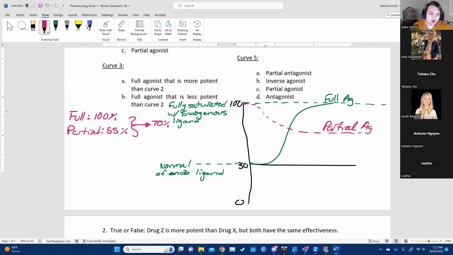And so this is why partial agonists can act like antagonists in the presence of a full agonist, because they are competing for the same active site as the full agonist. Any questions about that, or any questions so far?